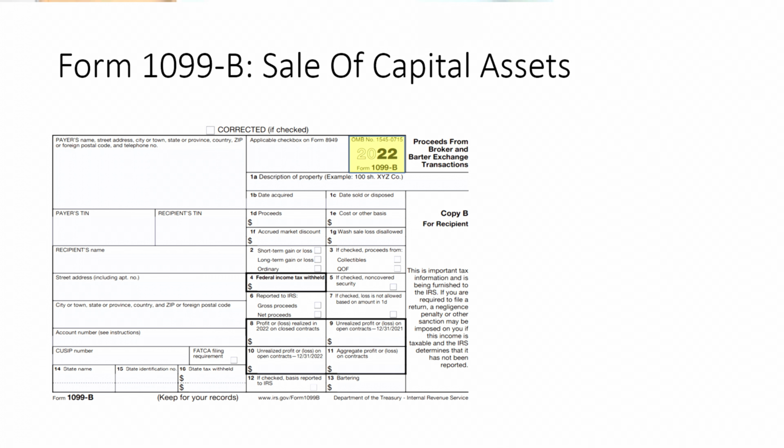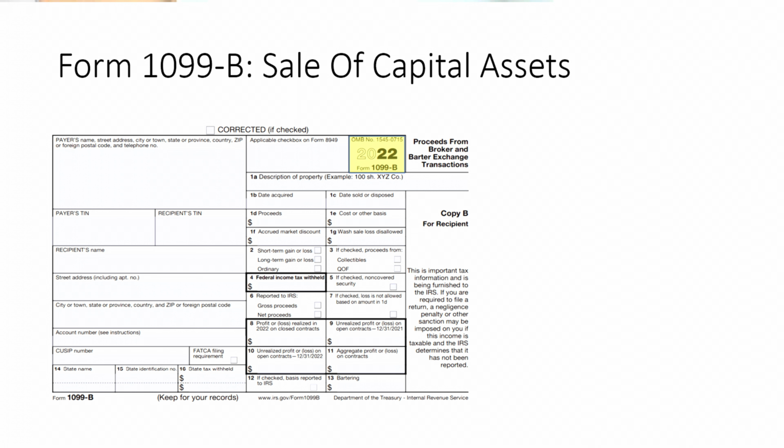Box 4 is going to relate to federal income tax withheld. Box 5 we can skip. Box 6 we can skip. Doesn't really apply to the average person. If there's another reason why a loss is going to be disallowed, then box 7 would be checked, and you'd have to report that as a non-deductible loss on your taxes. And then 8 to 11 is for more complex securities and derivatives, but we don't have to worry about these for now.